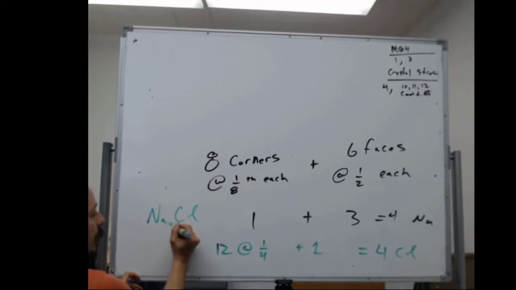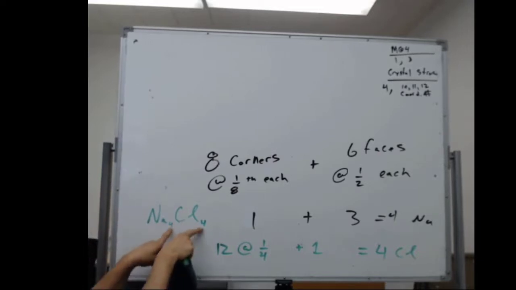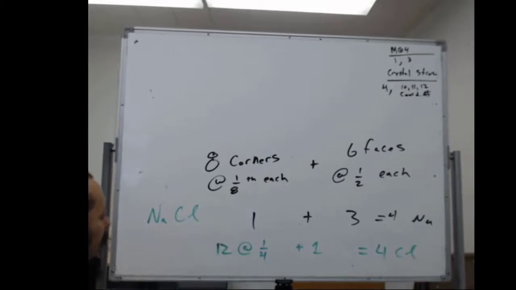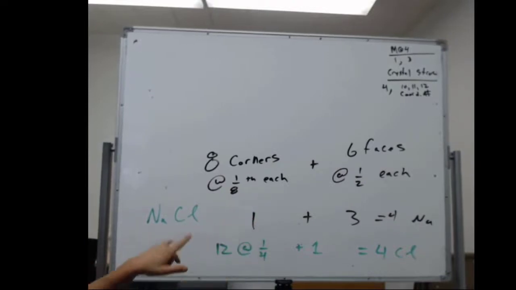Right? We're not going to write it as 4-to-4. We're going to want the smallest ratio possible. So since they're both 4s, I can just make that a 1-to-1 ratio. And I'm just going to write NaCl. So this is how we get from counts in the unit cell to the empirical formula. And we can also use the empirical formula to help us figure out what we should get for our counts in the unit cell.